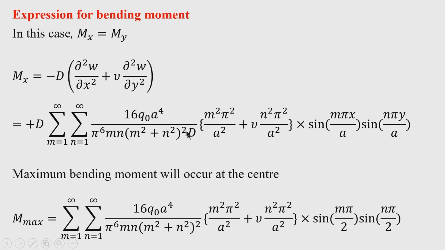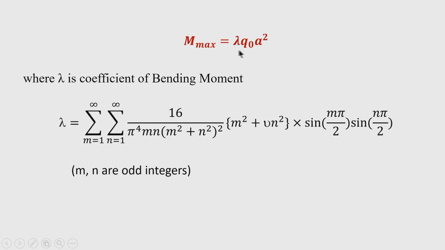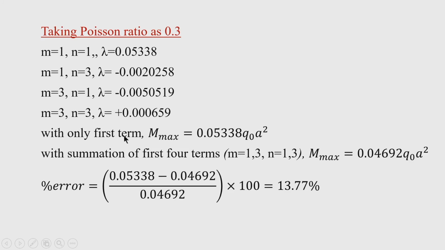So, the maximum bending moment will again occur at the center, and the maximum bending moment is 16 q naught a to the power 4 divided by pi to the power 6, summation over m, n of the quantity (m square pi square by s square plus mu into n square pi square by s square) over m square plus n square whole square, into sin m pi by 2 sin n pi by 2. So, the maximum bending moment is written like that, and considering this number of terms, we now see how it converges.